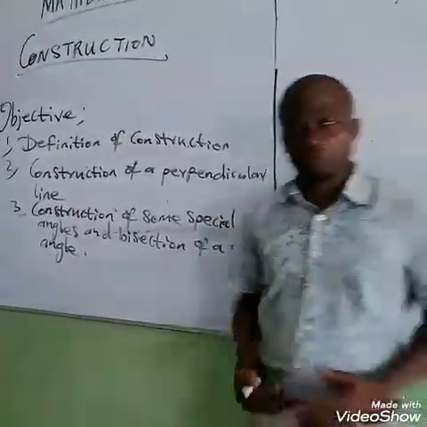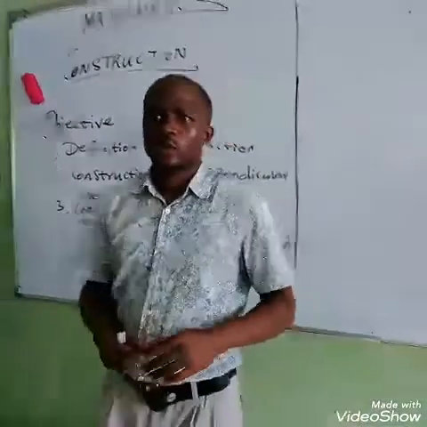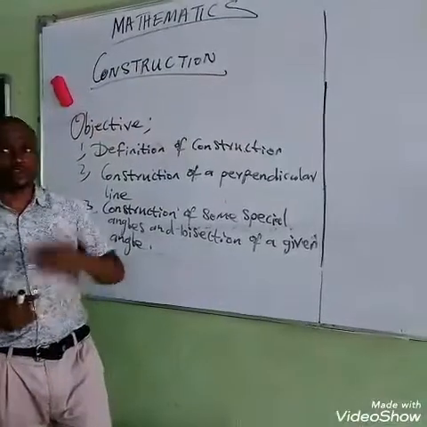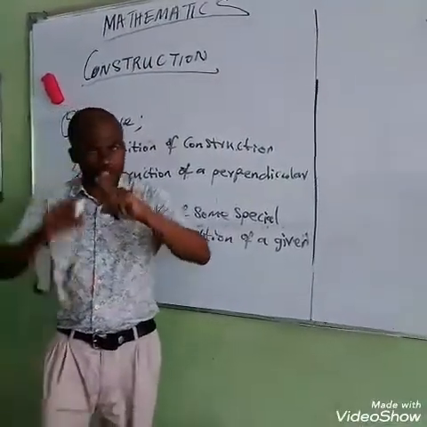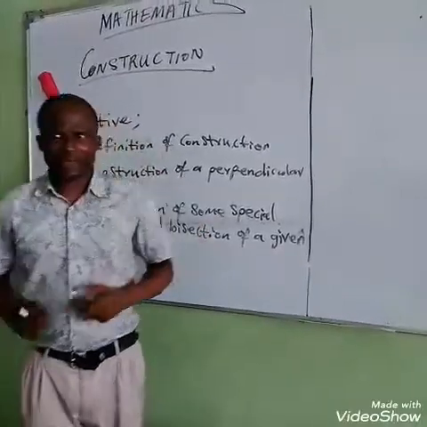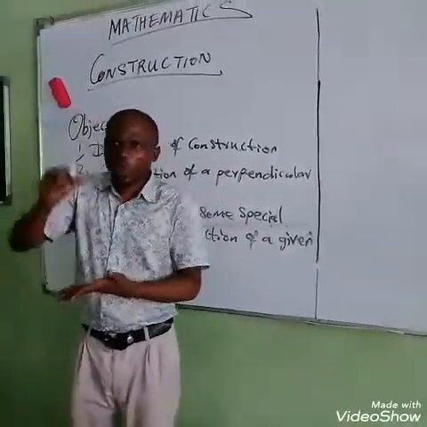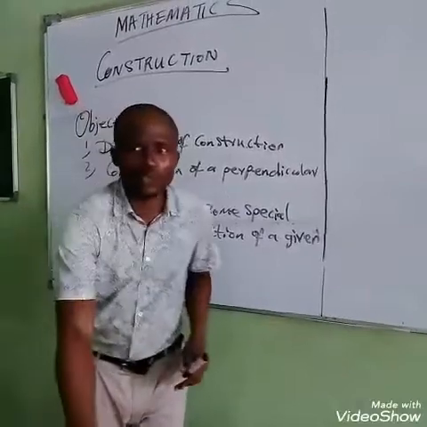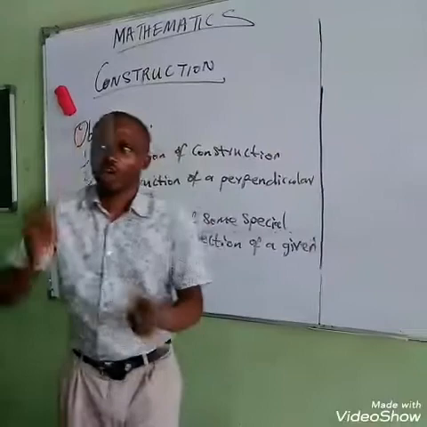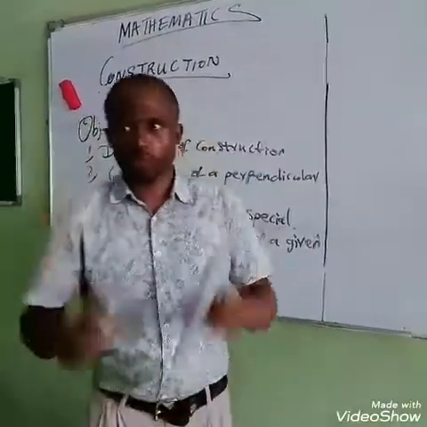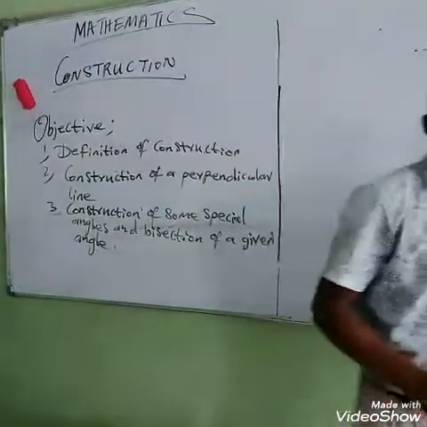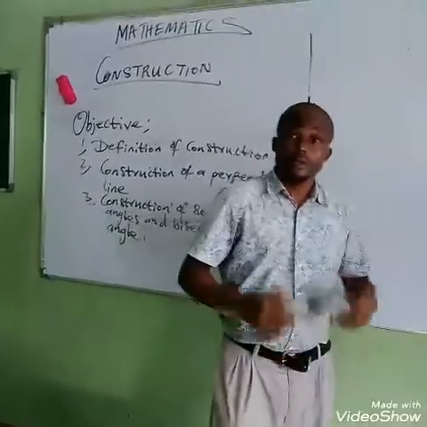So let's start with the definition of construction. Now, what is construction? Construction in geometry simply means to draw shapes, angles, or lines accurately by using only a compass, a straight edge, and a pencil. That is the definition of construction.